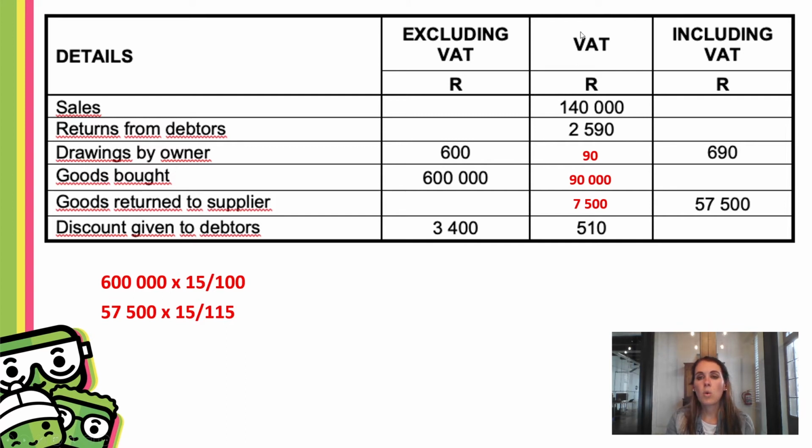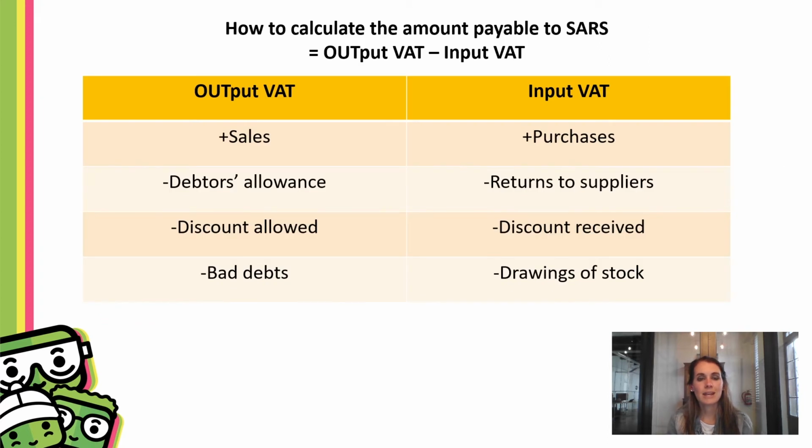So now that I've got all my VAT amounts, I now need to be able to classify all of them into input VAT and output VAT. So let's quickly recap that. Output VAT, I talk about my base transaction. So sales is my base transaction for output VAT. I am actually getting money, and from the money that I get, I need to pay money over to SARS. Debtors allowance stems from sales. Discount allowed stems from sales, and bad debt stems from sales as well.